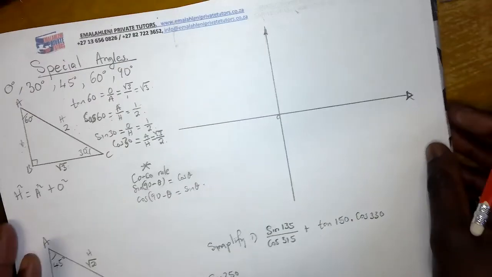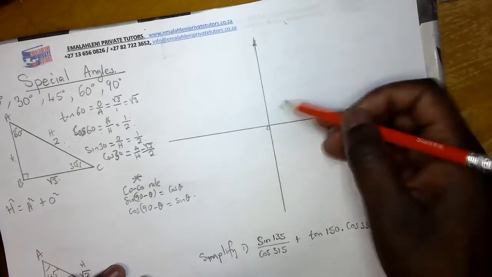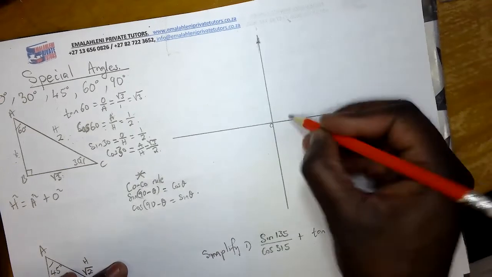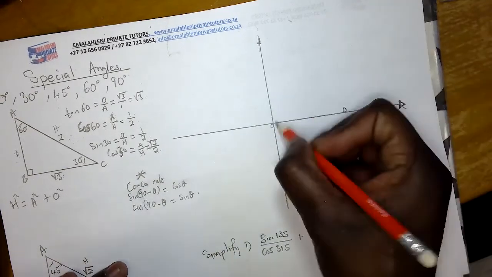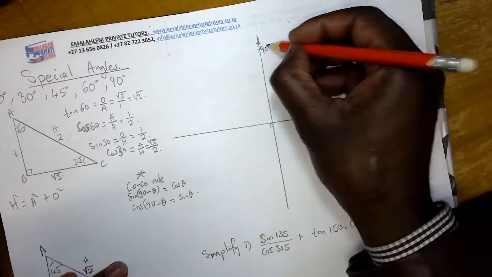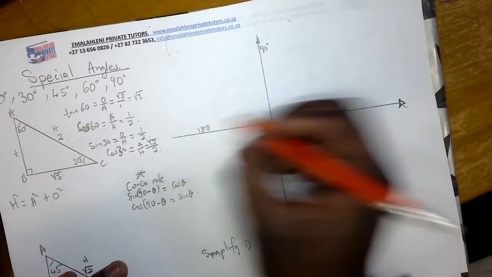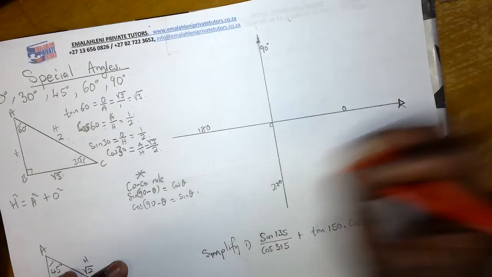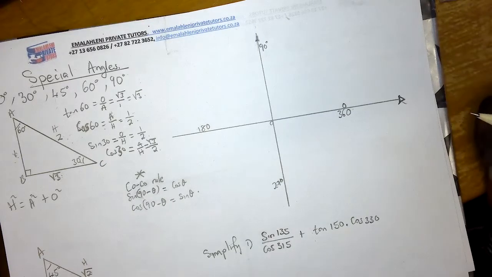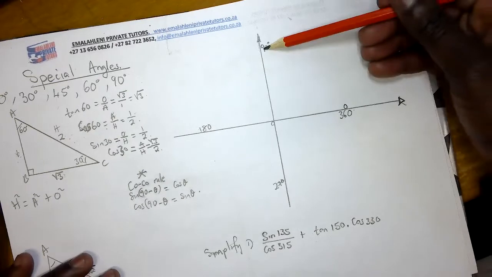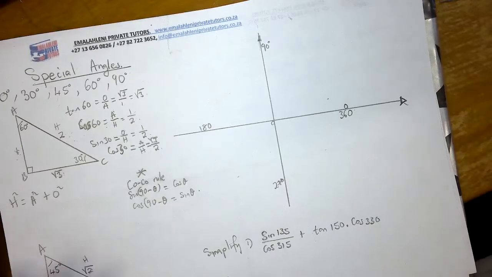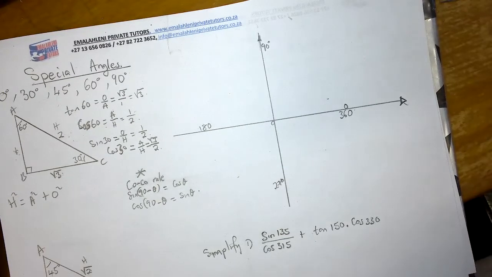Now let's understand how angles behave here. Let's say we have theta here. This is the 0 angle. Then we have 90, then 180, then 270, then 360. These are the main intervals that we have, intervals of 90. If you say 90 times 4, you get 360.